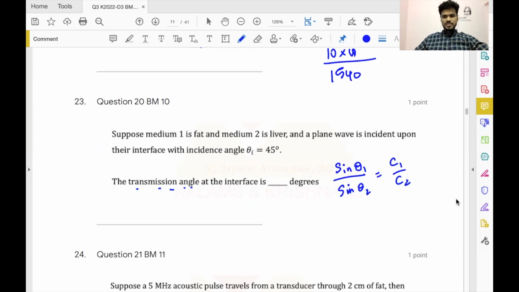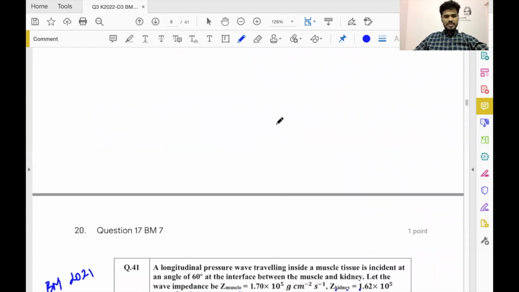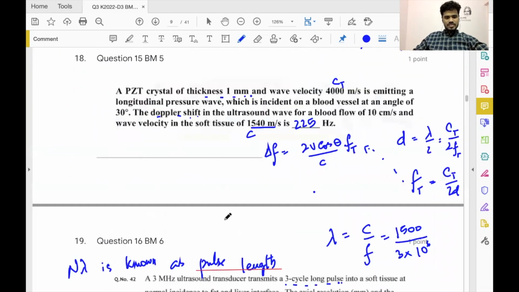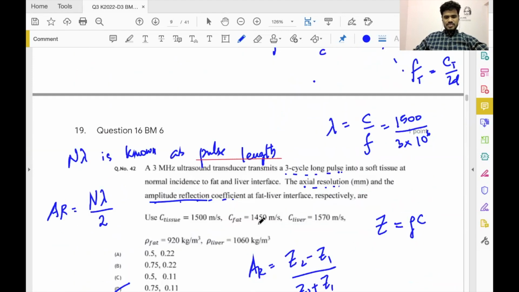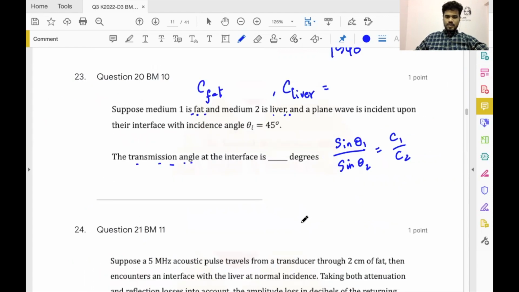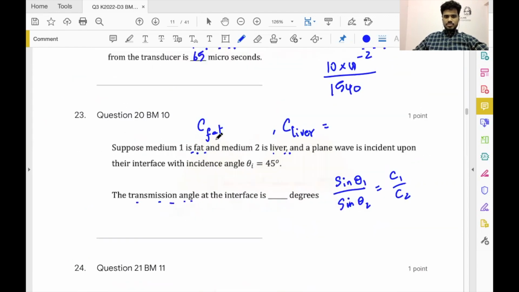Are we given C1, C2? No. In this case, we need speeds of sound in fat and liver, so we need C fat and C liver. In GATE, they will give these values. Let me, for completion's sake, write those values. C fat is 1450, C liver is 1370. This information should be given in the question.